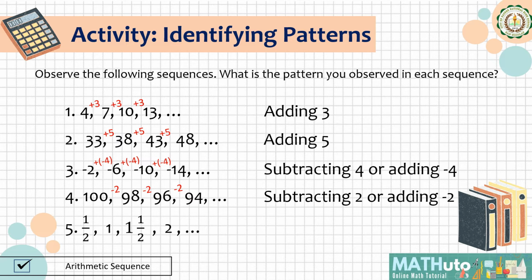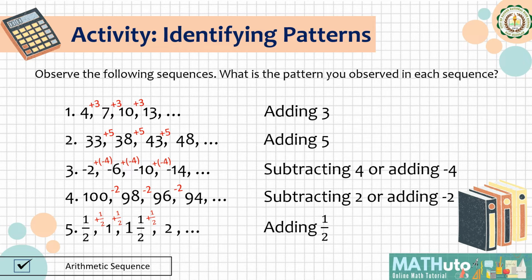Number 5: 1/2, 1, 1 and 1/2, 2. In this sequence, the terms are obtained by adding a constant number 1/2. 1/2 plus 1/2 is 1. 1 plus 1/2 is 1 and 1/2. And 1 and 1/2 plus 1/2 is equal to 2. Therefore, the pattern is adding 1/2.